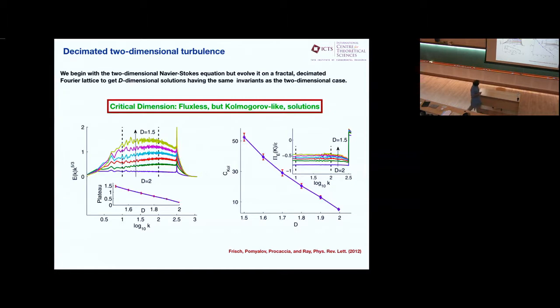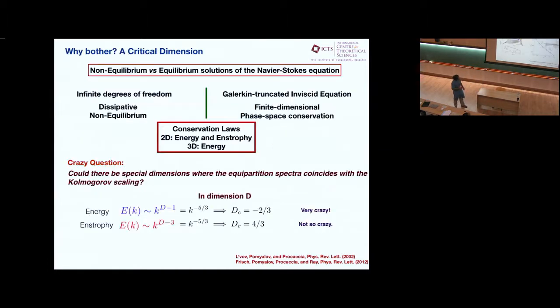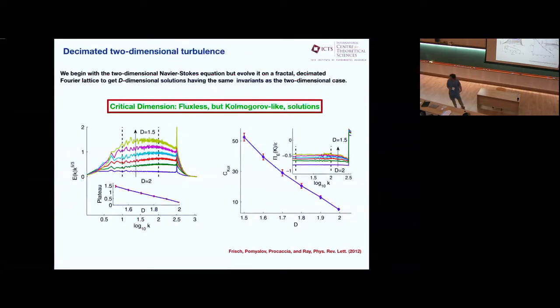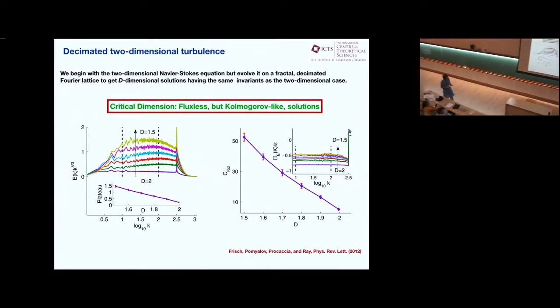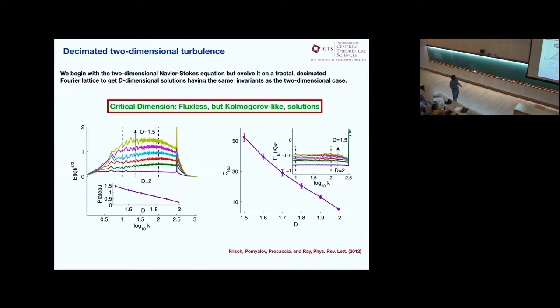And when you actually do a simulation by decimating from 2 dimensions in a fractal way, so you're reducing the dimension of the system without destroying all its conservation laws, you end up slowly getting a fluxless solution. So here, for example, we are looking at the energy flux, and that seems to go to 0, which is sort of masked by, this might be the best place to look at it.